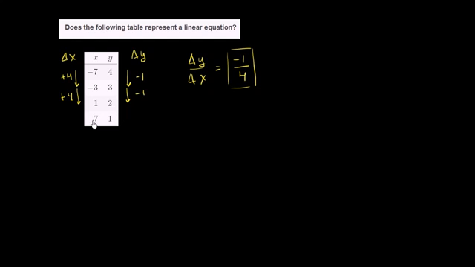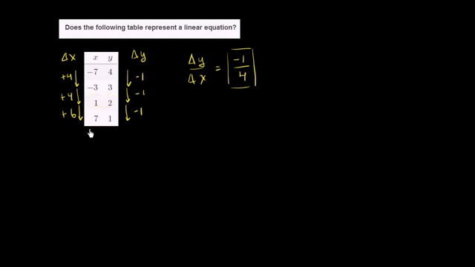Now let's look at this last point. When we go from 1 to 7 in the x direction, we are increasing by 6. And when we go from 2 to 1, we are still decreasing by 1. So the ratio going from this third point to this fourth point is negative 1 over 6. So between these last 2 points, our change in y over change in x is different.